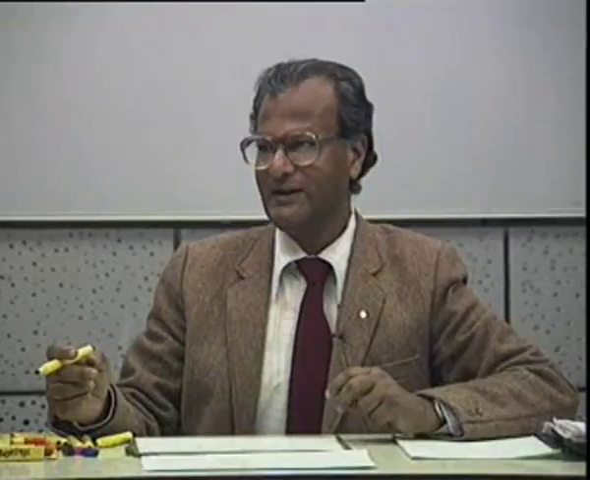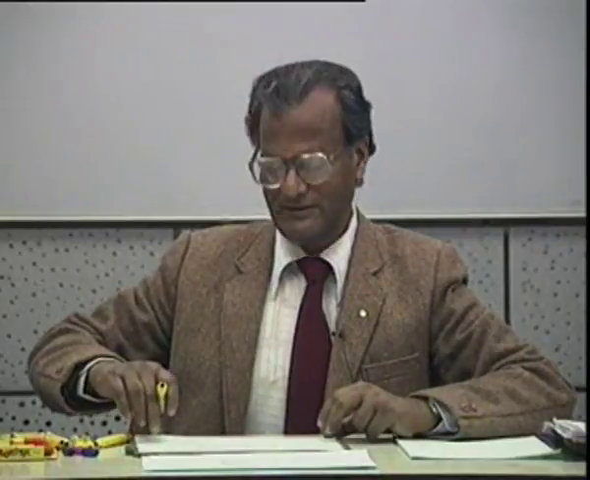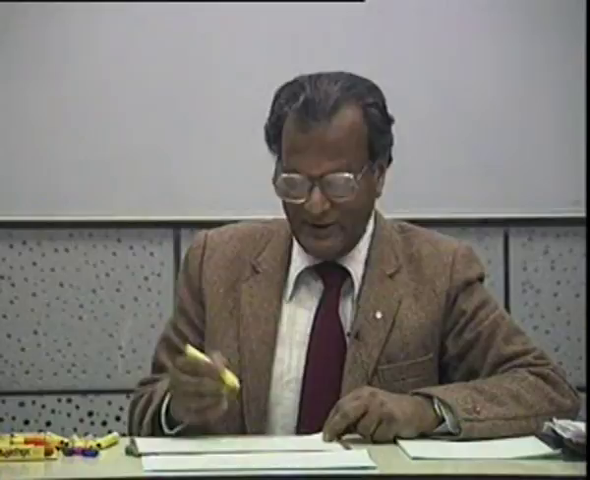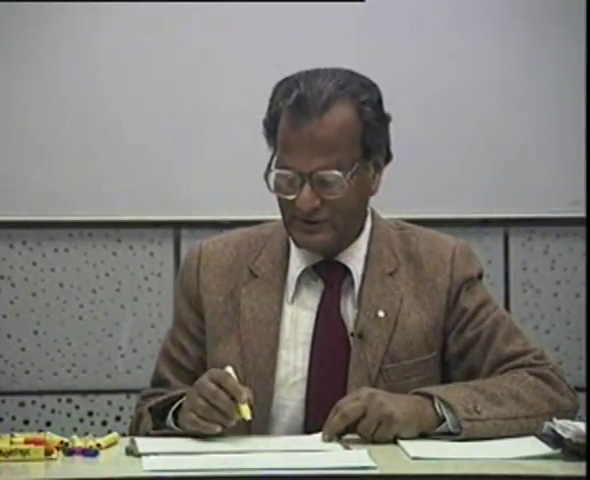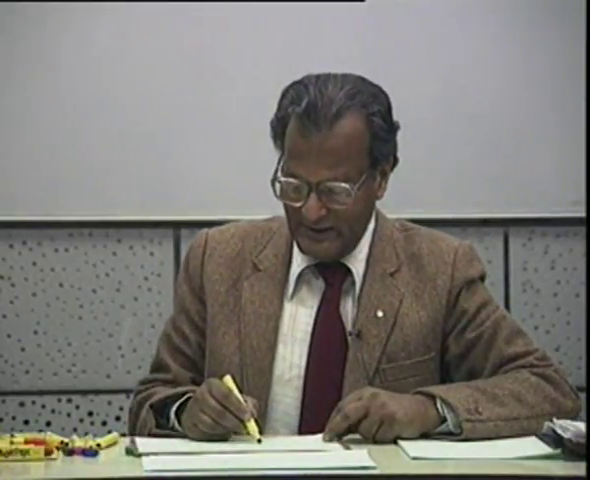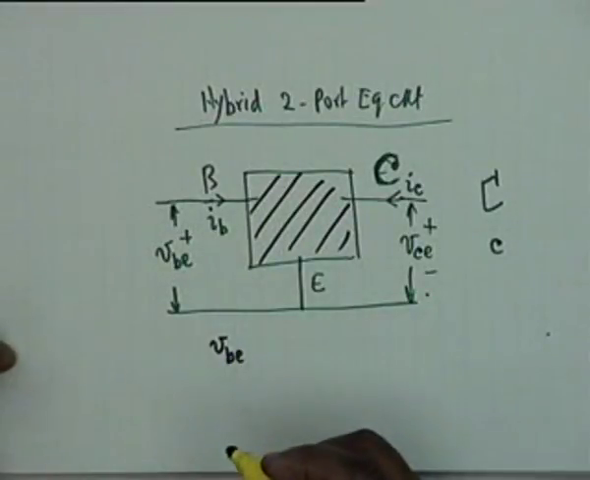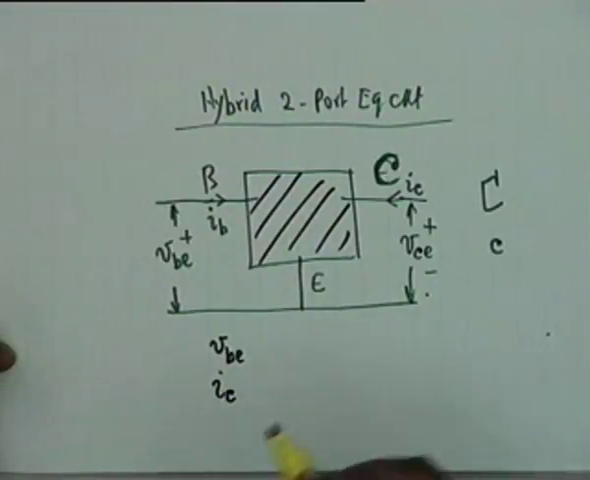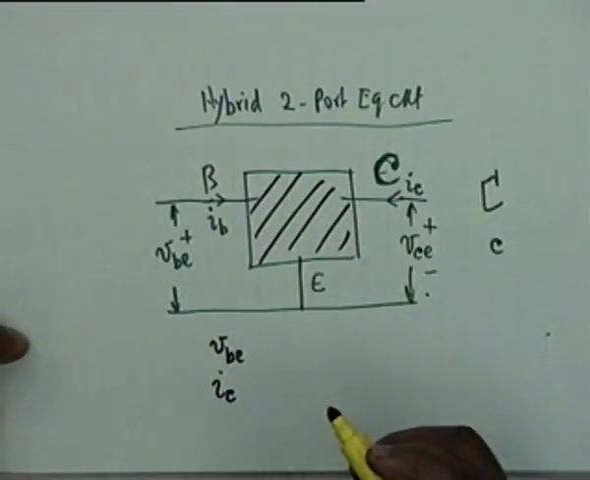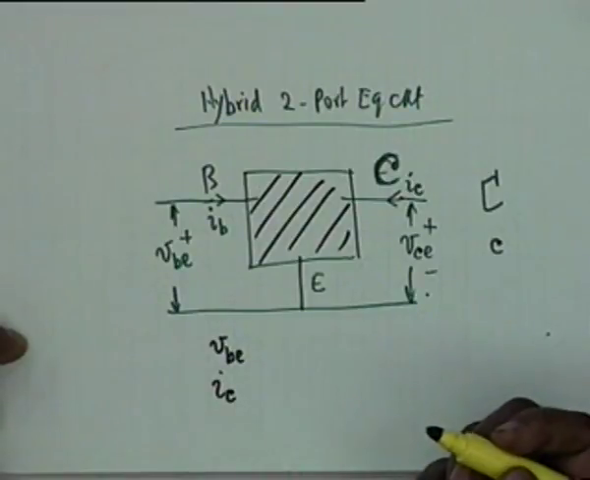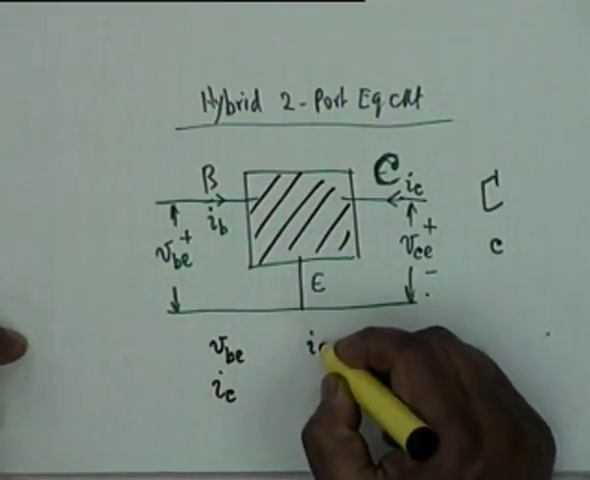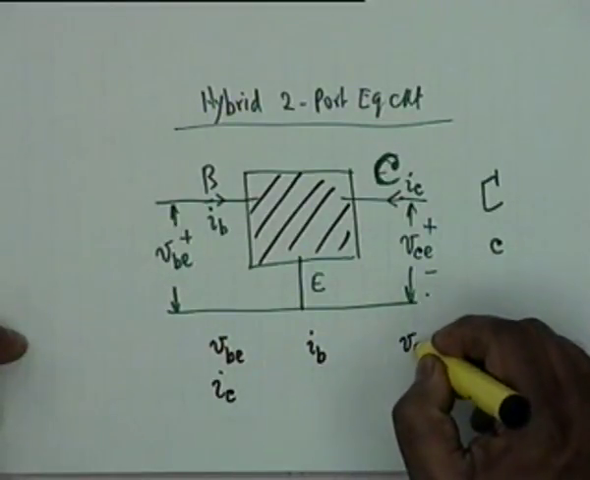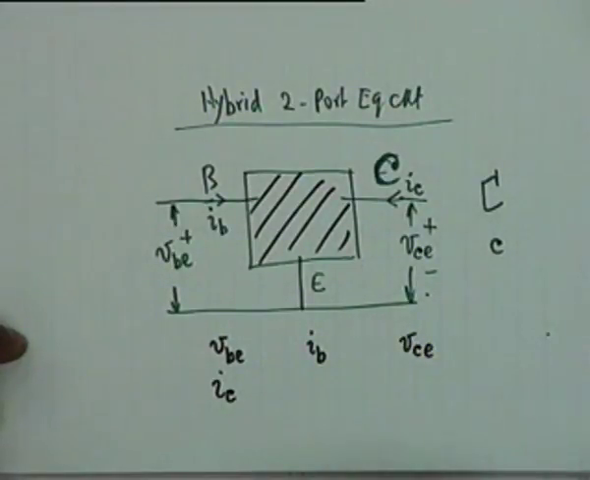Have you done the circuit theory two-port parameters? Not yet. Okay, right, so I will not go into that. What I will say is that one of the ways of describing such a black box is to take the input voltage VBE and the output current I sub C. These are the responses due to two sources. One is the base current I sub B and the other is the collector-emitter voltage VCE.